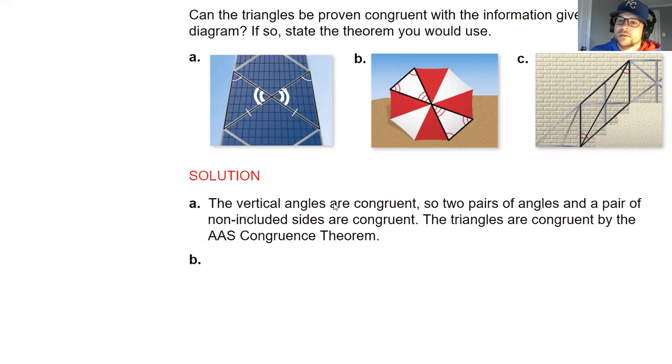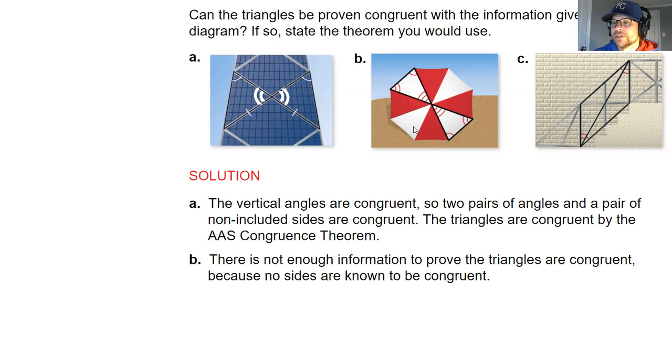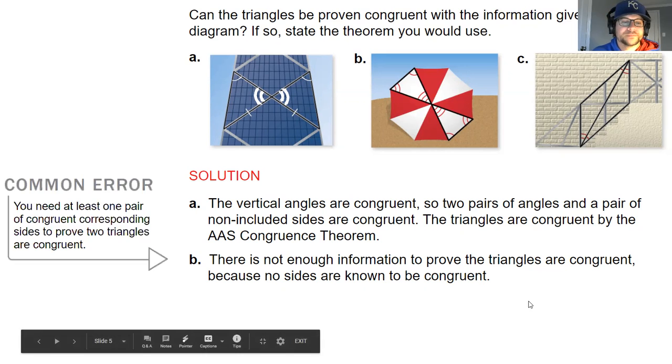Part B, this little umbrella where you have intersecting lines, and it looks like 3 different angles are being marked congruent. There's not enough information to prove that the triangles are congruent. We've never talked about angle, angle, angle as a way to prove triangle congruency. There is one later down the road for similarity, but not for congruency, so we're not dealing with AAA right now.